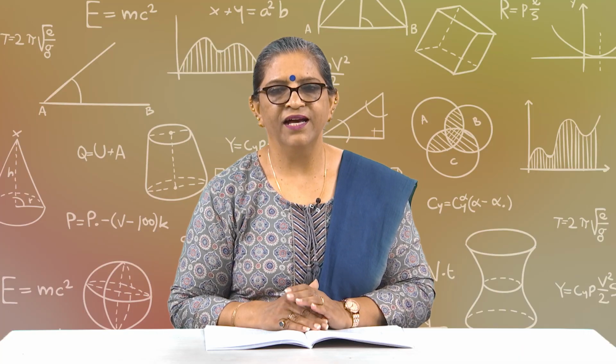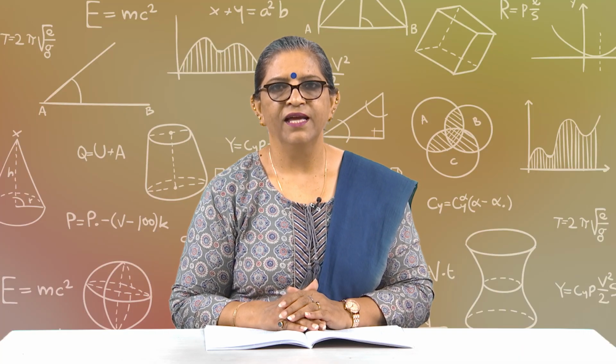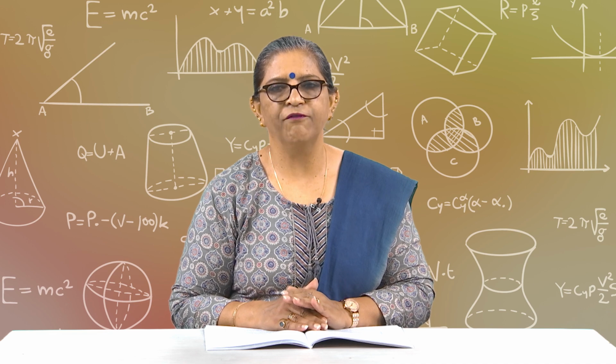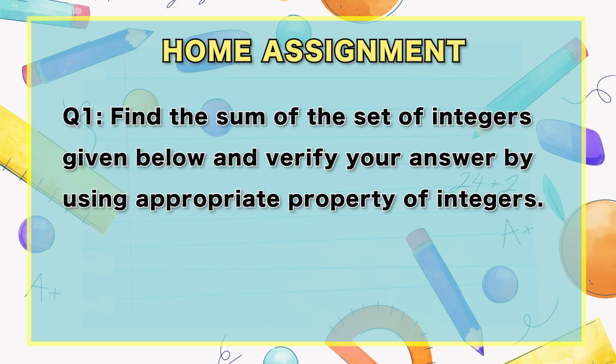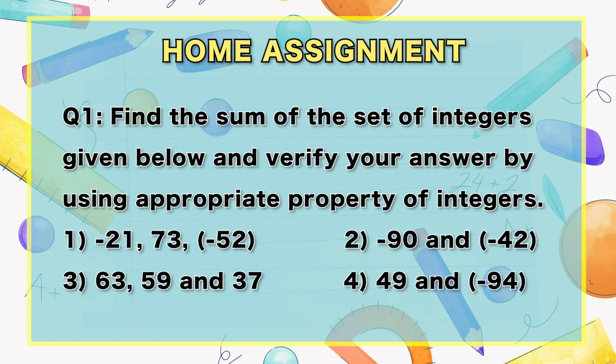I hope the above given practice assignment, the topics discussed today have been clear to you. Now is the time for some home assignment. Question number 1. Find the sum of the set of integers given below and verify your answer by using appropriate property of integers. In the first case, 3 integers are given. In the second case, 2 integers are given. In the third case, again 3 integers are given. And in the fourth case, 2 integers are given.